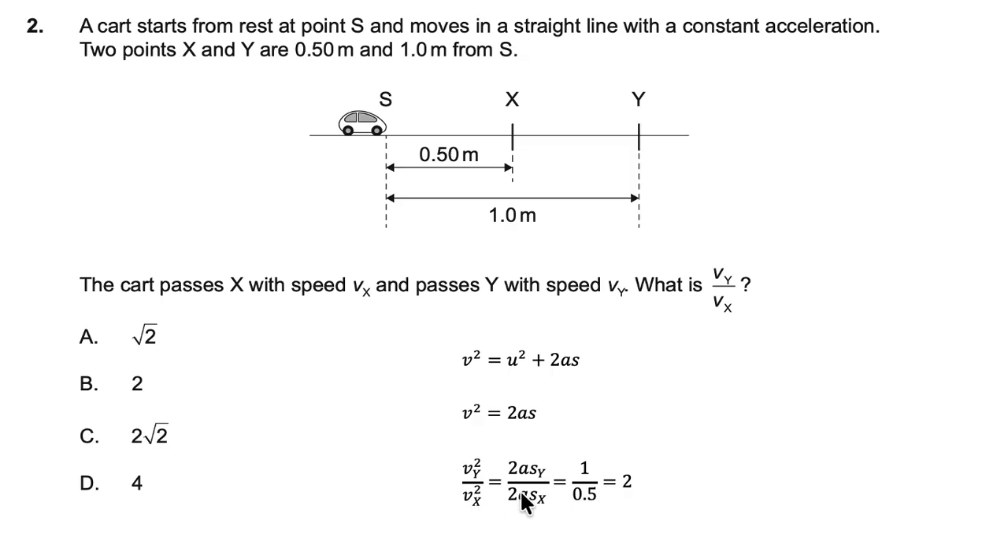Vy squared over Vx squared is going to be 2 times a times displacement y, and the same on the bottom. The accelerations are going to cancel because we've got the same acceleration, and we're going to have 1 over 0.5, which gives me 2. We're then going to square root that to give me root 2, which is why the answer here is square root of 2, in other words, A.